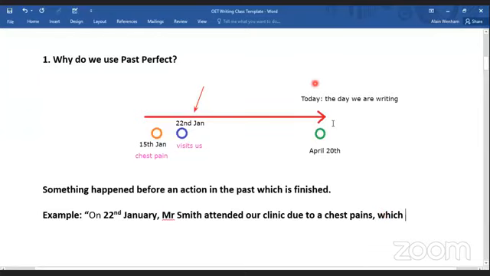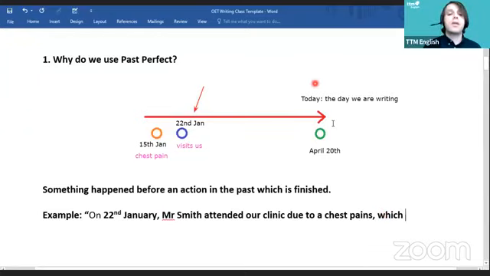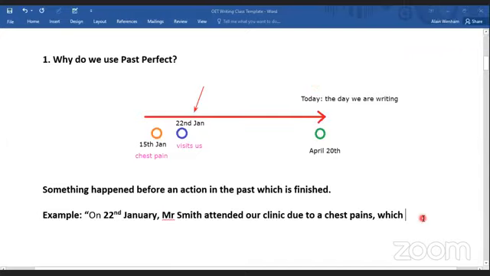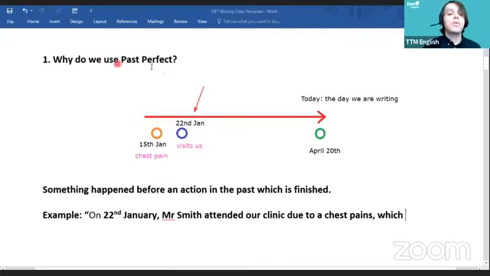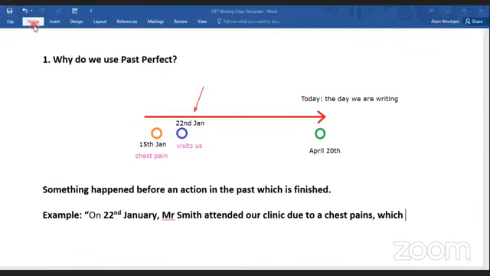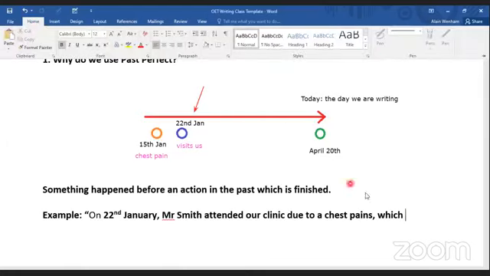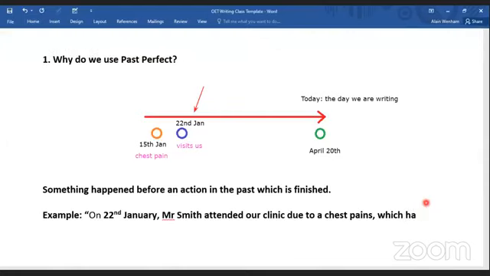We've got Rafaela, but we've also got someone else talking. Go on, sir. Which has been? Has been. No, because we need past perfect. How do we make past perfect? Had been. We need had been, don't we? Which had been since the 15th of January.